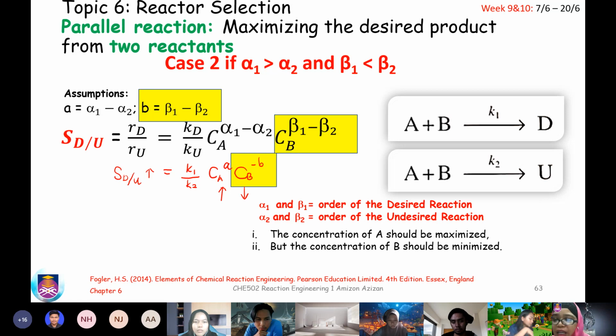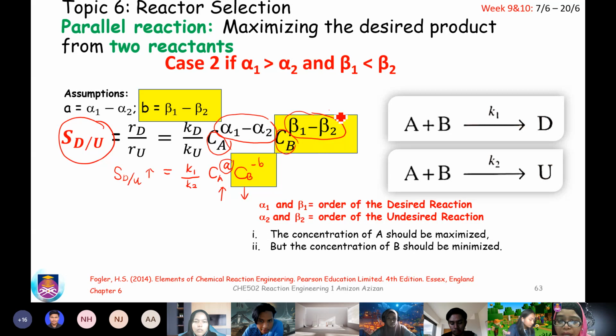So let us go straight to the selectivity equation, whereby we represent the exponent of the concentration Ca as small a, and the exponent for the concentration of B as b. But since beta 1 is lesser than beta 2, it becomes to the power of minus b. So if we want to ensure the selectivity is high, K1 is high, K2 is low, Ca is high, but Cb is low, because now it is in the denominator of the equation. Therefore, the resultant requirement is that the concentration of A should be maximized and the concentration of B should be minimized.